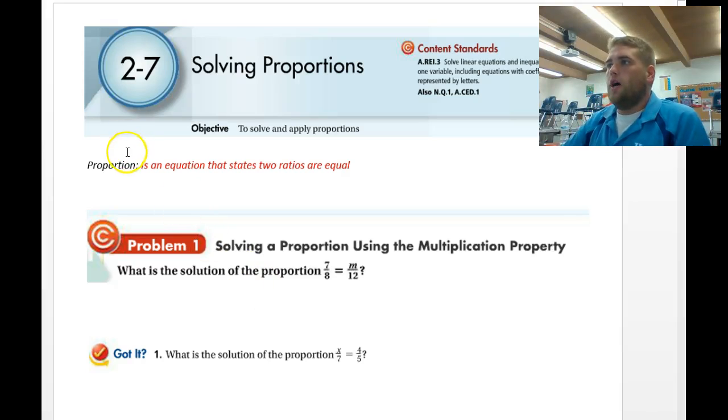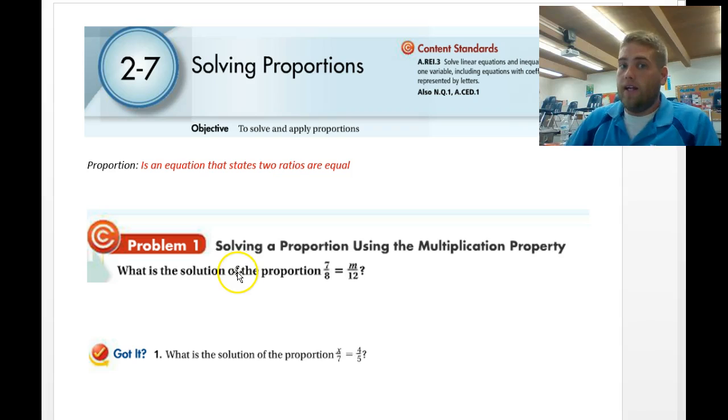Okay, guys, welcome to 2.7 notes, solving proportions. Today should be a lot of review for most of us. Once again, everything I write down, you write down, and we'll try to keep this as quick a video as possible.